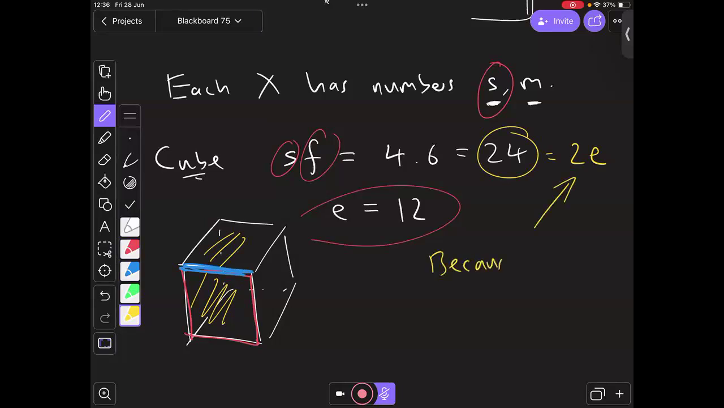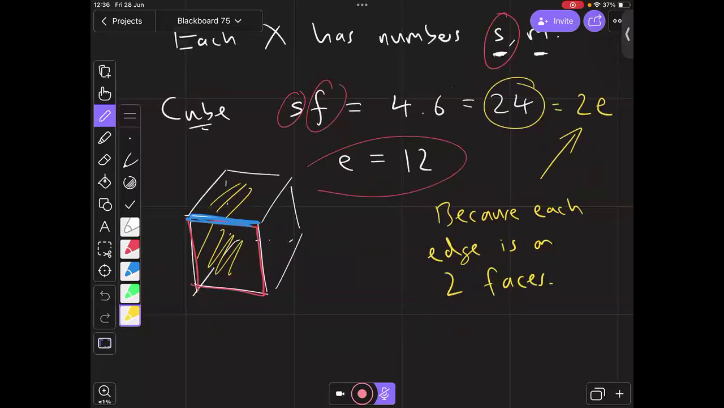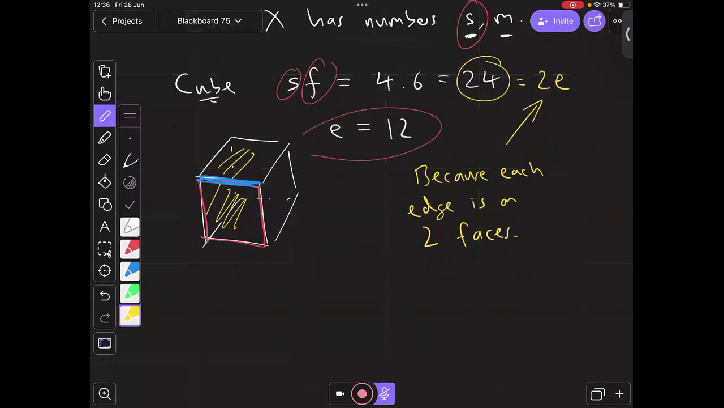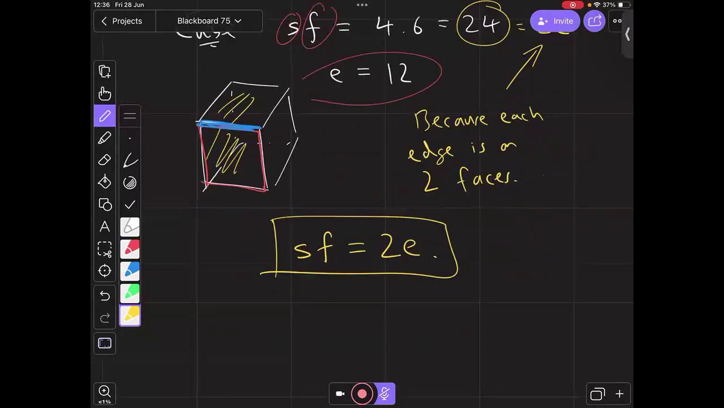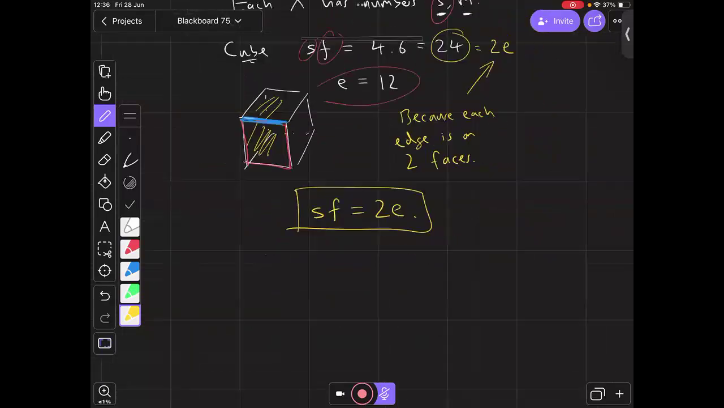Okay? Each edge is on 2 faces. So we get what's called a double counting. Does that make sense? Do you see that? Yeah, but you still get a nice formula though, right? You get that S times F equals twice the number of edges, right? So we'll put a box around that. Does that make sense? Okay. Now, let's do something similar with the other one, okay?